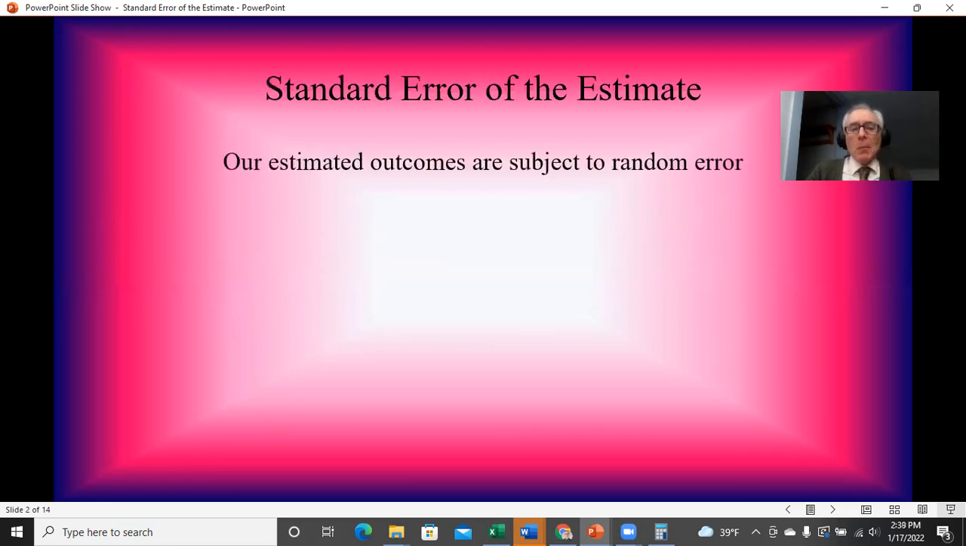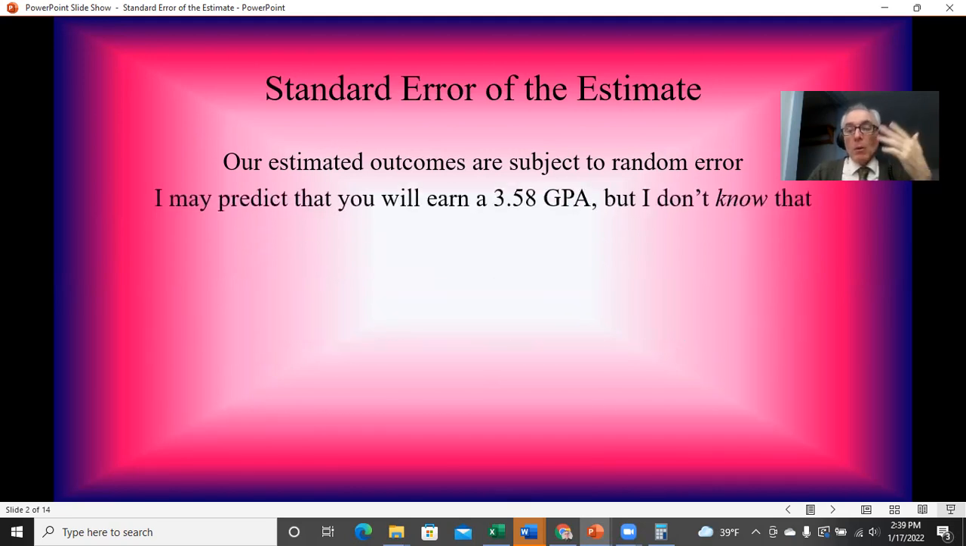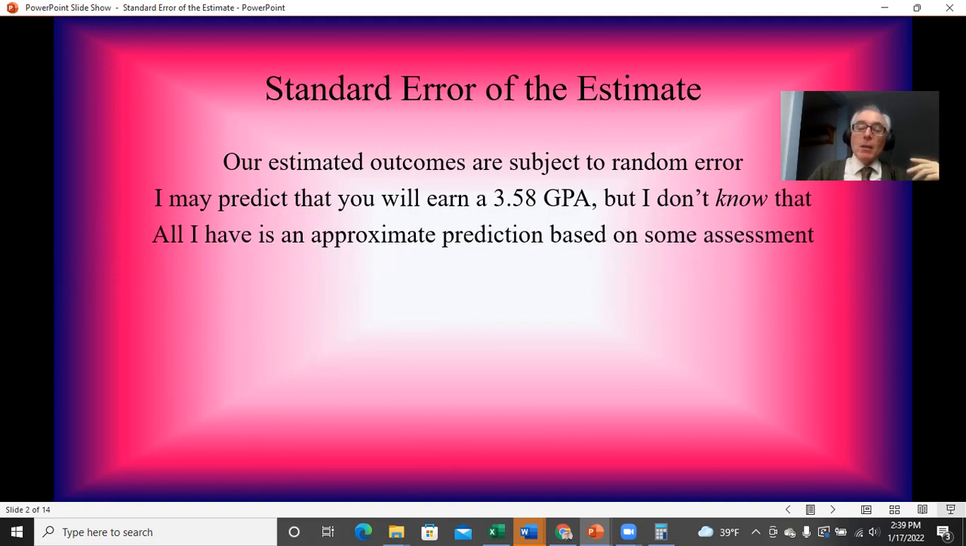So the standard error of the estimate. We always need to remember that when we predict an outcome, there is some degree of random error that will plague us no matter what. None of our tests, none of our predictive formulas have anything like perfect validity. So, I may have some information about you and it leads me to predict that you as a student will earn a 3.58 GPA, but I don't know that you're going to have a 3.58 GPA. There's some degree of error built into that, and that's what we want to estimate here. So again, what I've got is a point prediction based on some assessment, which is an approximation of the truth.